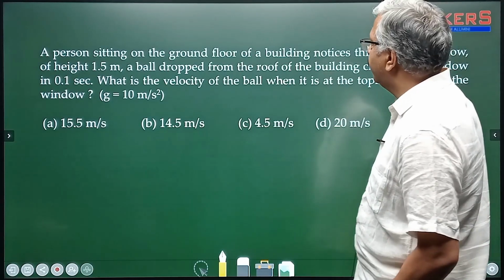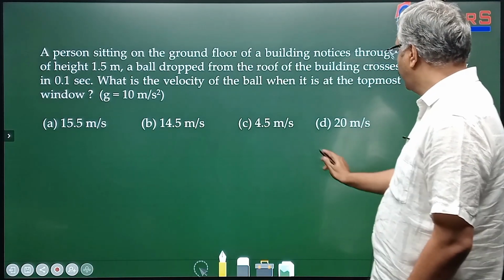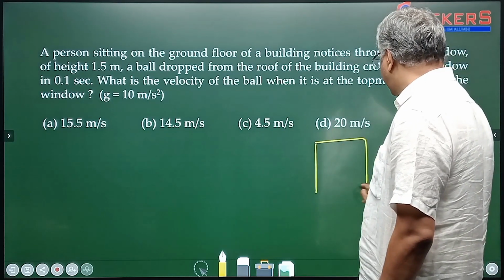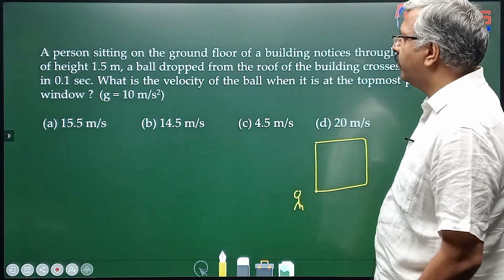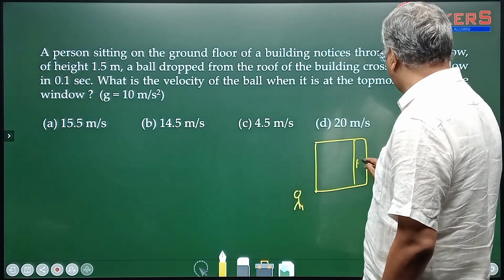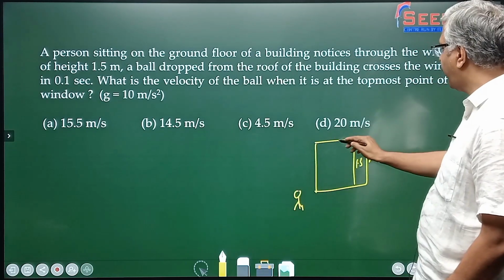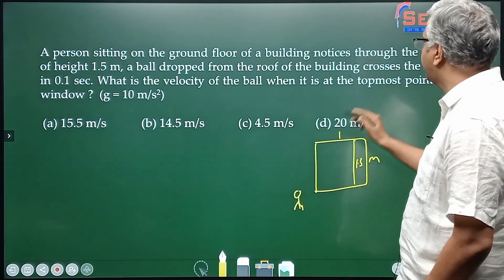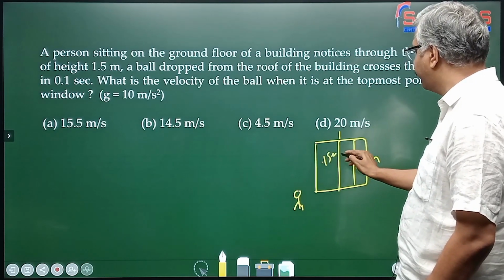A person sitting on the ground floor of a building notices through a window. There is a window here, there is a person sitting here, and he notices the height of this window is 1.5 meters. He notices that a ball, someone dropped a ball from above, and the ball crossed this window in 0.1 second.